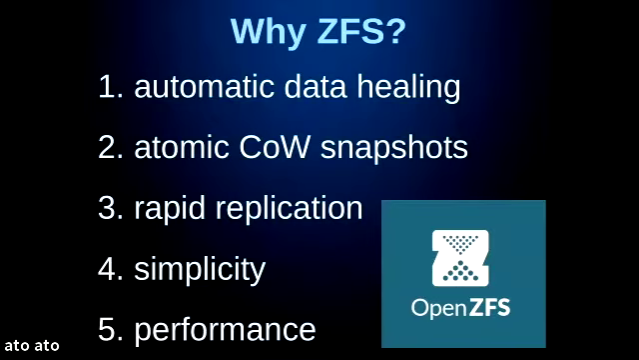You also get atomic copy on write snapshots. Now, atomic, of course, just means that they occur at an instant in time. You can't actually interrupt a snapshot. It happens in between anything else that's going on with the computer. So everything within a snapshot is consistent to that instant. You also have extremely rapid replication available, which we'll talk about later.